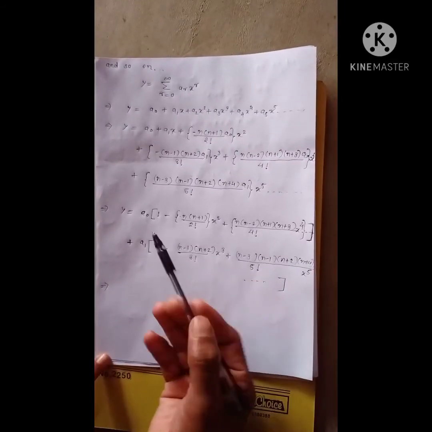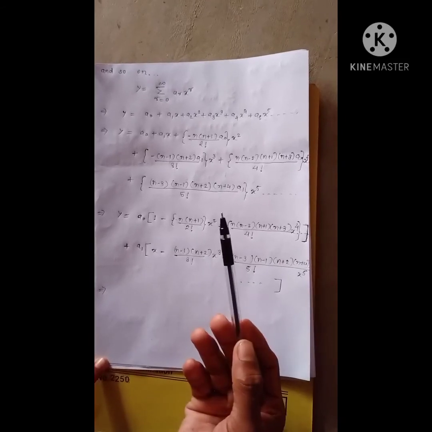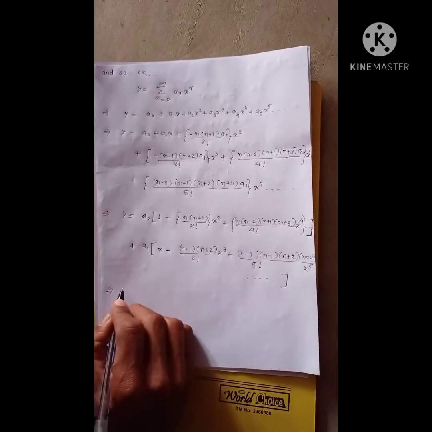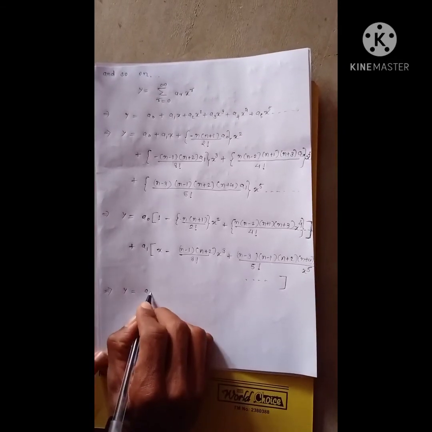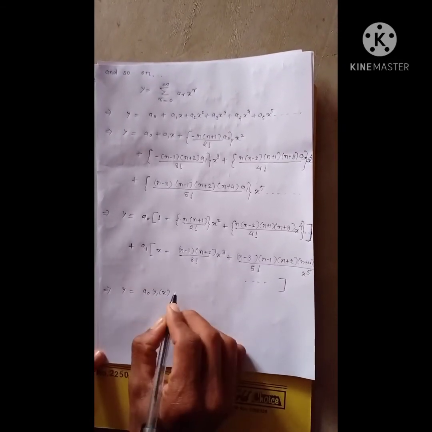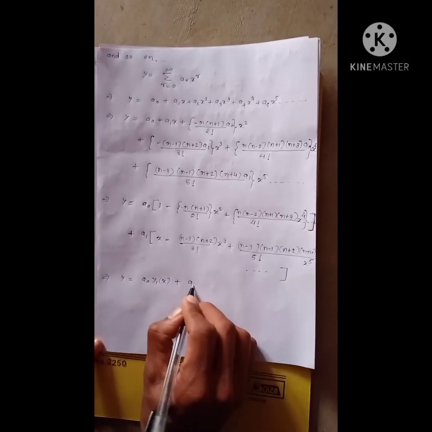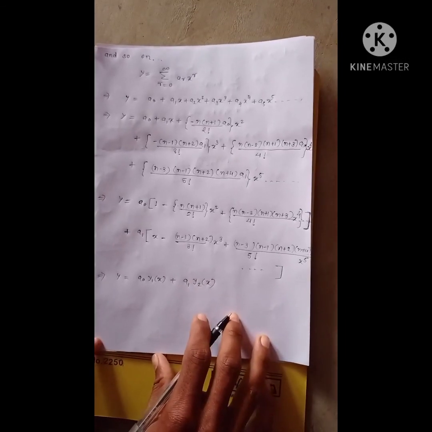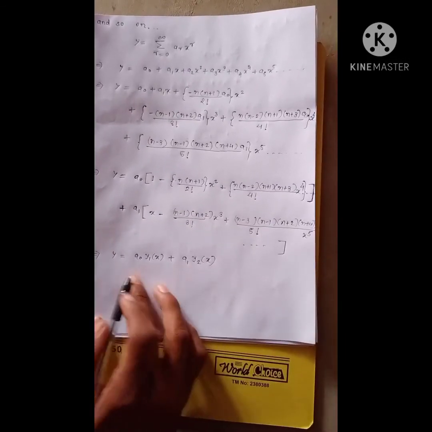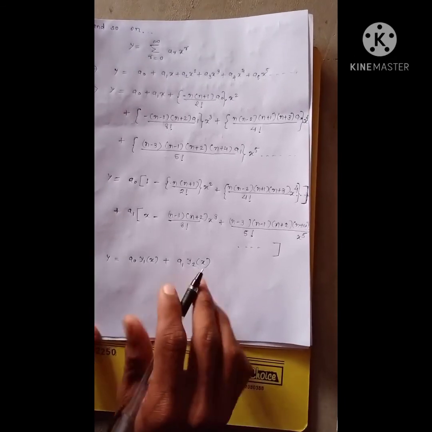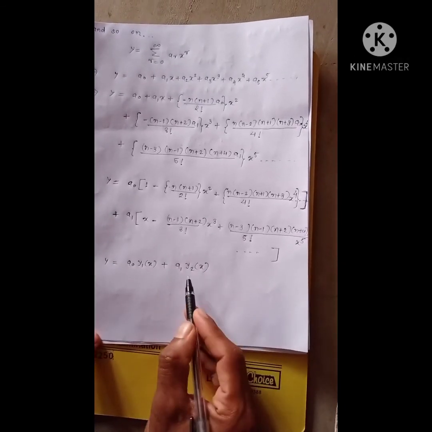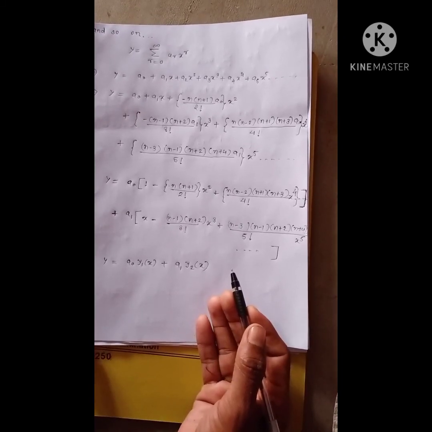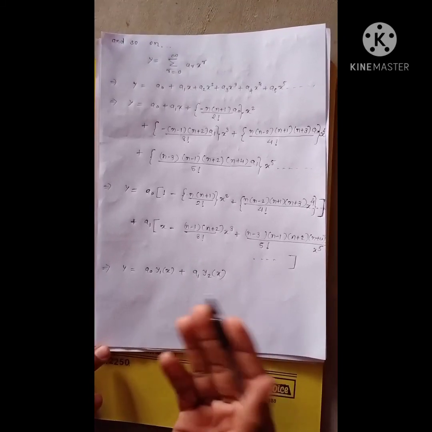Now we can assume this term is equal to y1(x) and this term is equal to y2(x). So we can write y is equal to a0 y1(x) plus a1 y2(x). This is the solution of the Legendre differential equation. Here this y2(x) is the second kind Legendre differential equation. Okay, thank you.